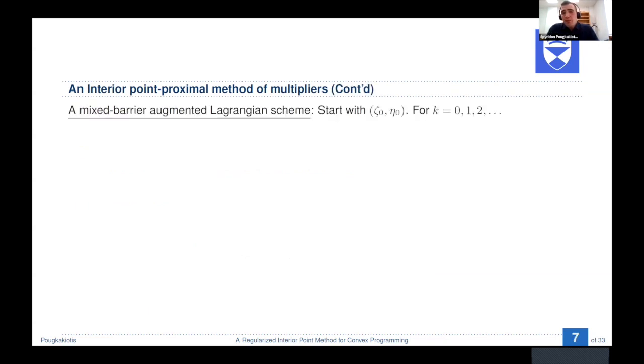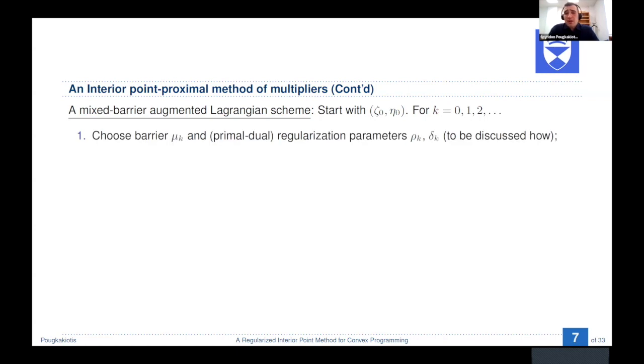Typical augmented Lagrangian schemes always start with some estimate of a primal-dual solution. So, ζ₀ is an estimate of the primal solution, and η₀ is an estimate of the Lagrange multipliers corresponding to the equality constraints. Then, at every iteration, we have to choose some parameters. So, μ is a parameter for the barrier, so the logarithmic barrier terms. And ρ and δ are the primal and dual penalty parameters, or regularization parameters, associated with the augmented Lagrangian method.